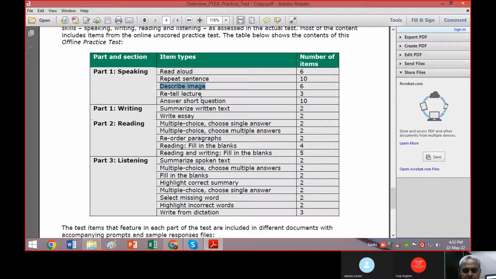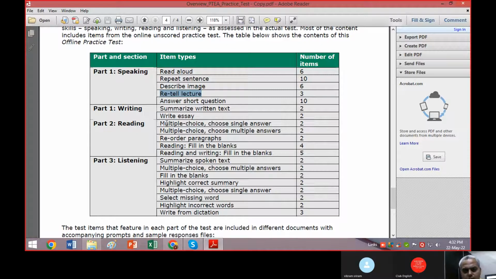So the next thing is retell lecture. Describe image comes, I mean, this could be three, so sorry, six. And retell lecture means there would be a lecture in which one person would be describing something. There would be a lecture which you need to listen to and understand, and you will have a pen and paper. So you'll be writing down something. In retell lecture, you will be writing notes.